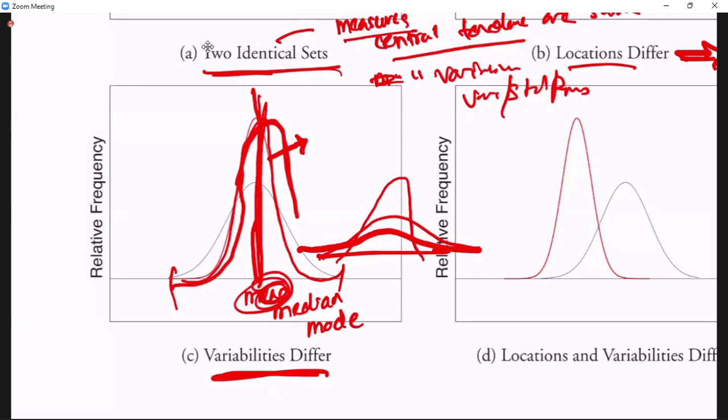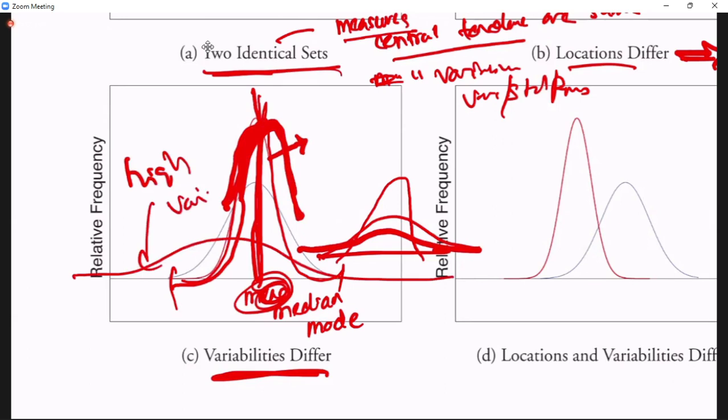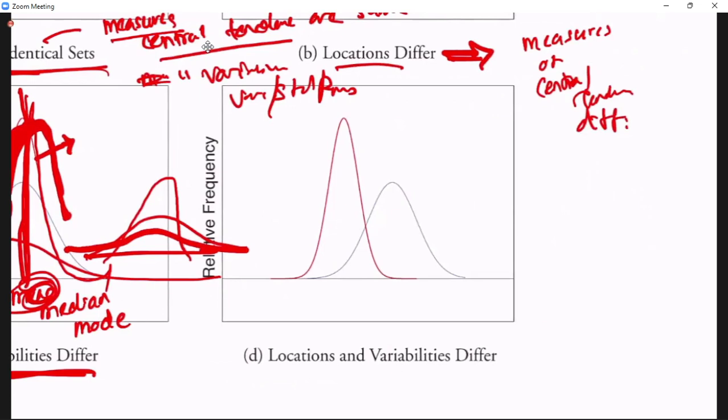Most of the points are around its mean, median and mode. Therefore, in this red curve, we can see less variability. Variability is very less. But if you consider this curve, it has high variability. High variability. Understand? Okay, you will understand that again in the fourth diagram.